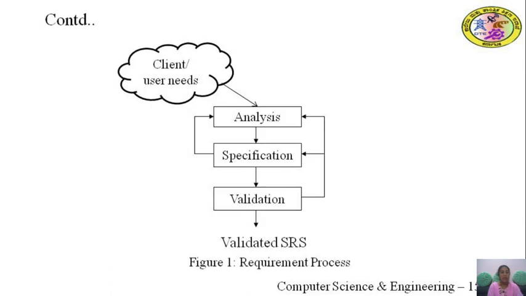The requirements process is depicted in this figure. As we can see, the requirement process is not a linear sequence of activities. From the specification activity, we may go back to the analysis activity, and from the validation activity, we may go back to the analysis and or specification activity. And this overlap of activities and feedback may happen quite often until we obtain a final validated SRS.